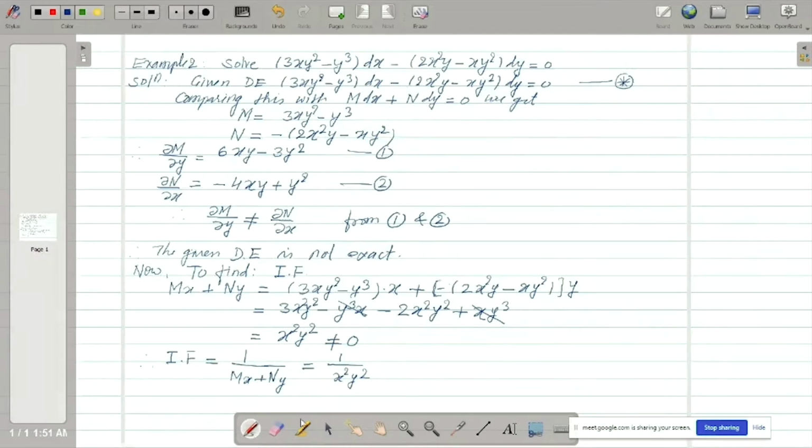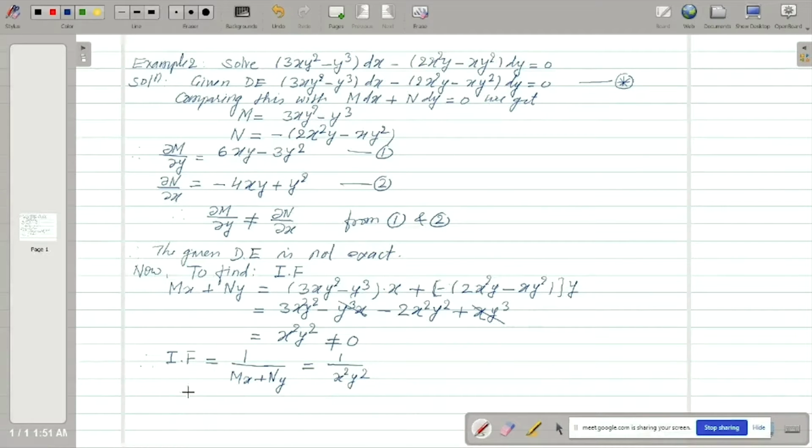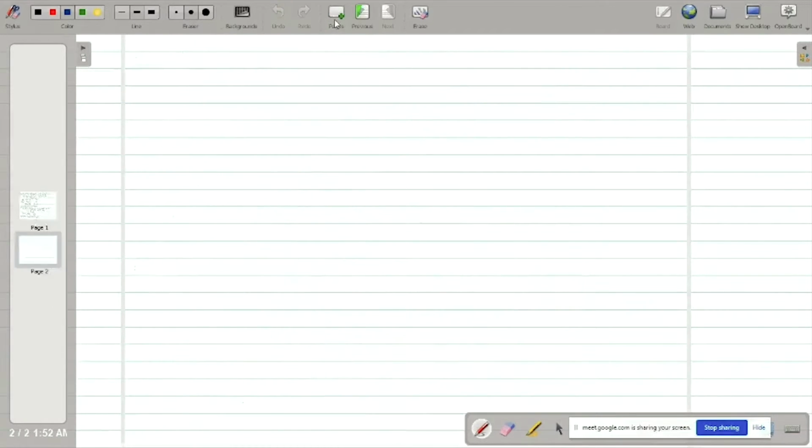So just multiply. In equation number 1, or you can say in equation star, multiply by the integrating factor IF. What is the integrating factor? It is 1 upon x square into y square. Just multiply.